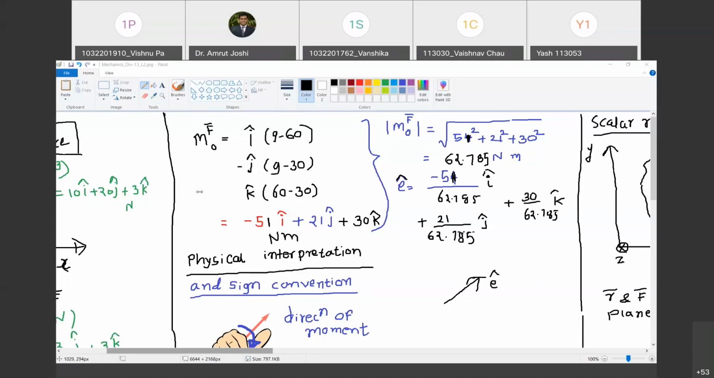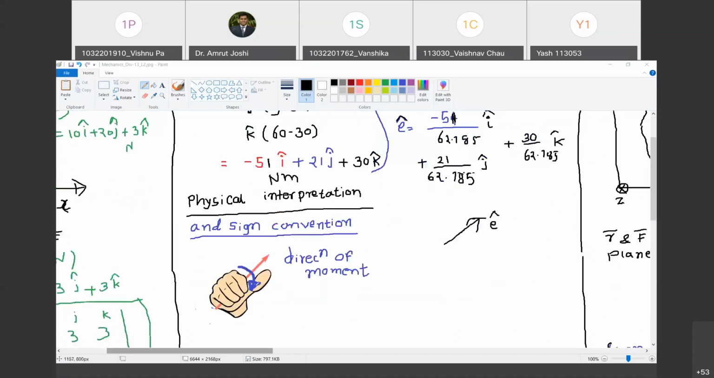Okay. So now what we are going to do is we are going to use right hand thumb rule. So when I say the direction of a moment is given by e cap, that direction here is shown by this orange arrow. I'm going to write it as e cap. This is the direction of this moment of a force. Are you with me? Yes, sir.